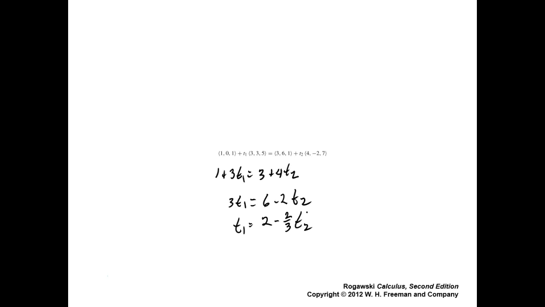Alright. And your third equation would be 1 plus 5T1 is equal to 1 plus 7T2. Now you could plug this value of T1 in here, and that would then give you what T2 is, and then plug back in and get what T1 is. In fact, you could plug it in either place. Actually, it looks like the numbers might be a little simpler here. So plugging this in here and see what you get.